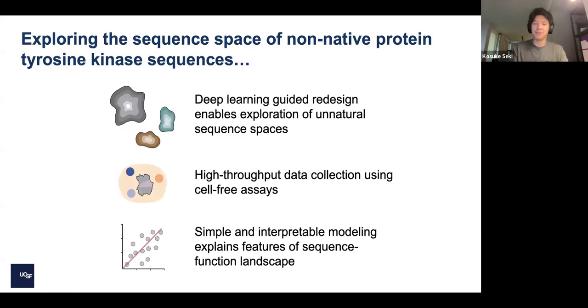So I think sometimes you don't need transformers and all these crazy things. A very simple model can be very powerful.